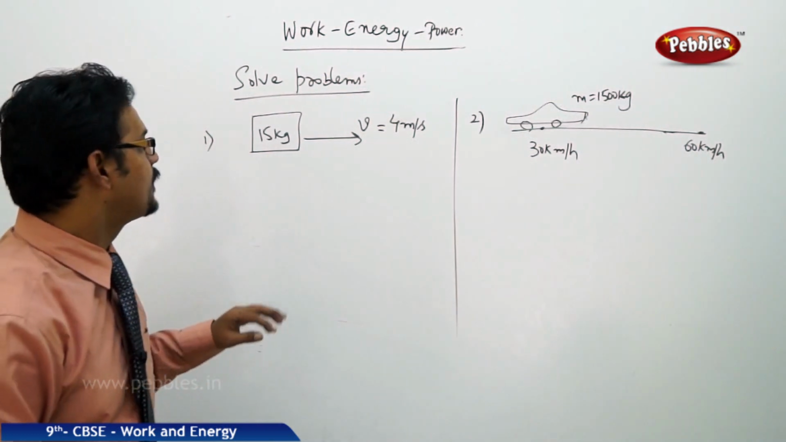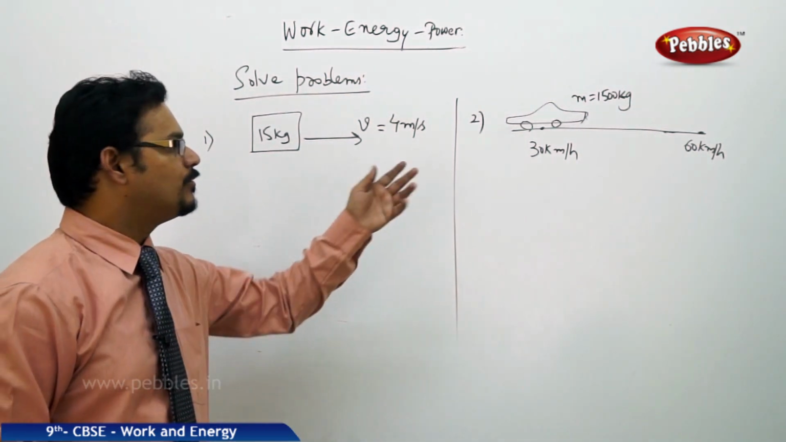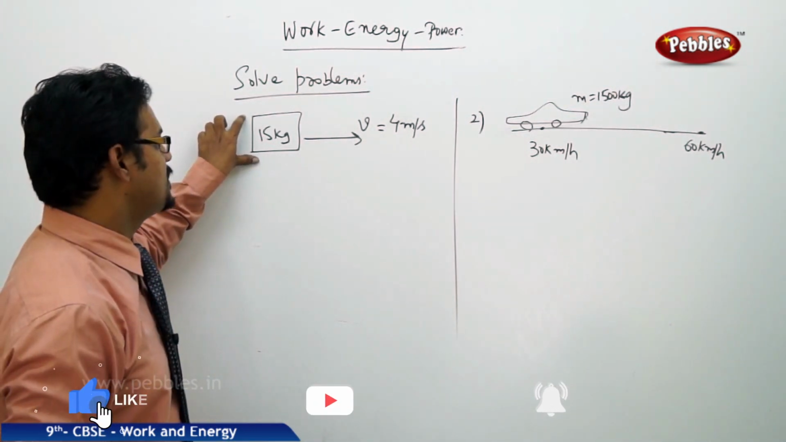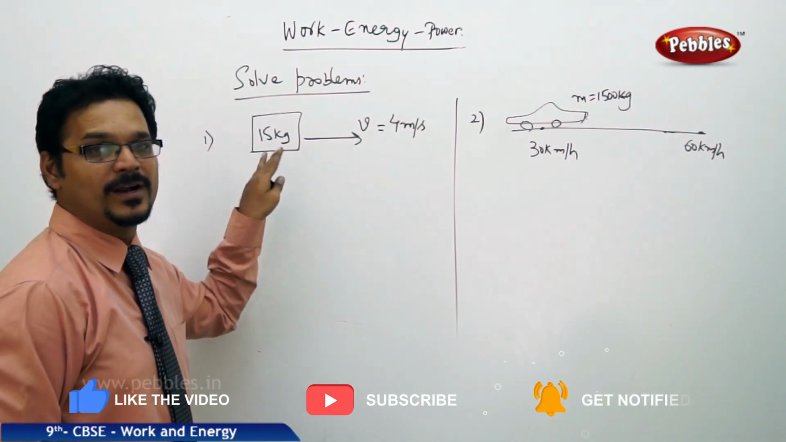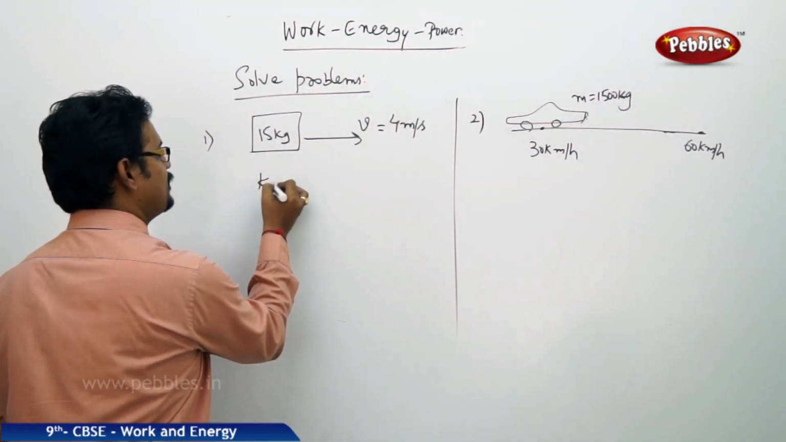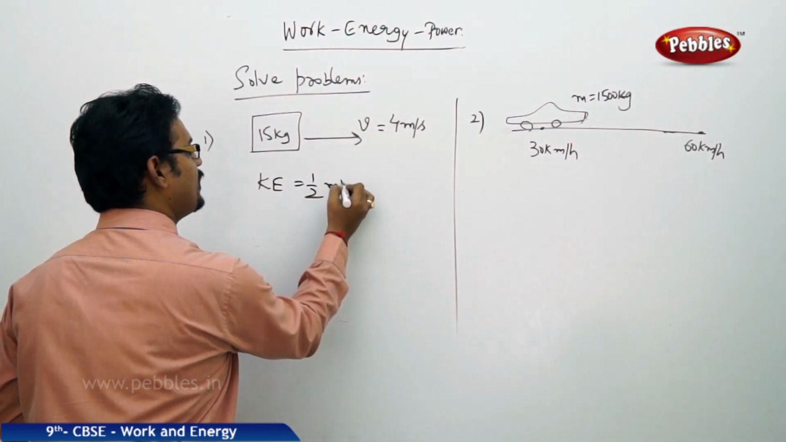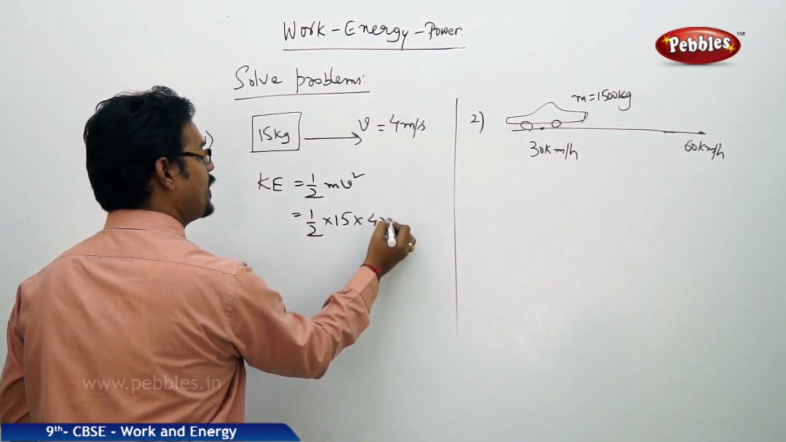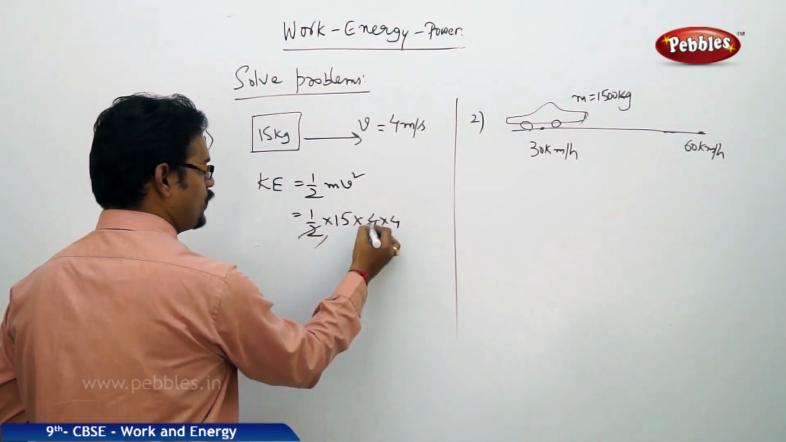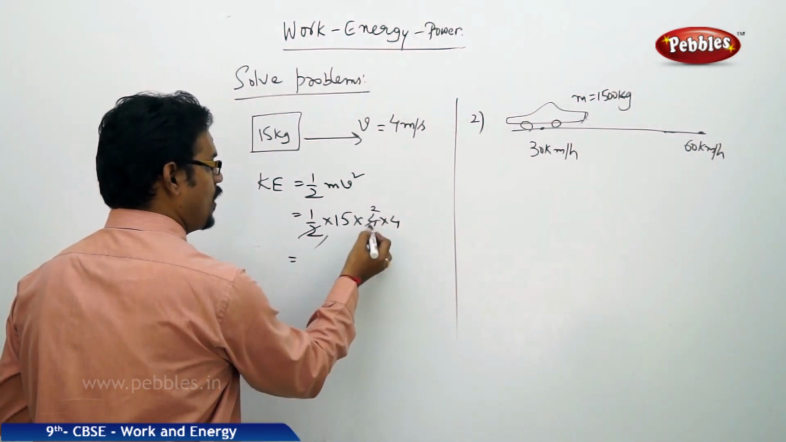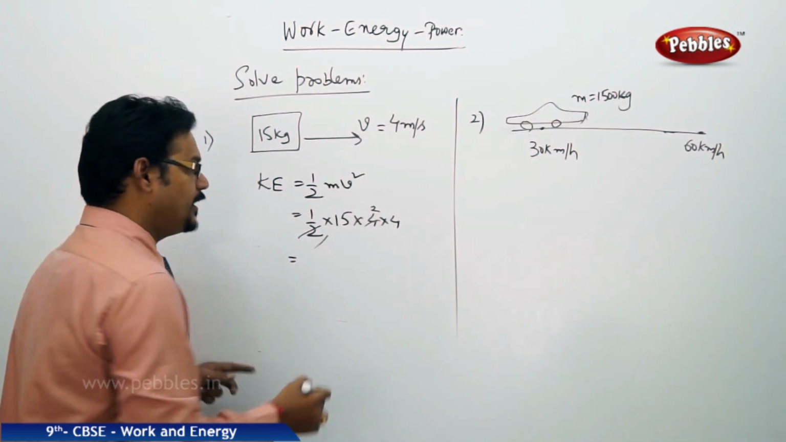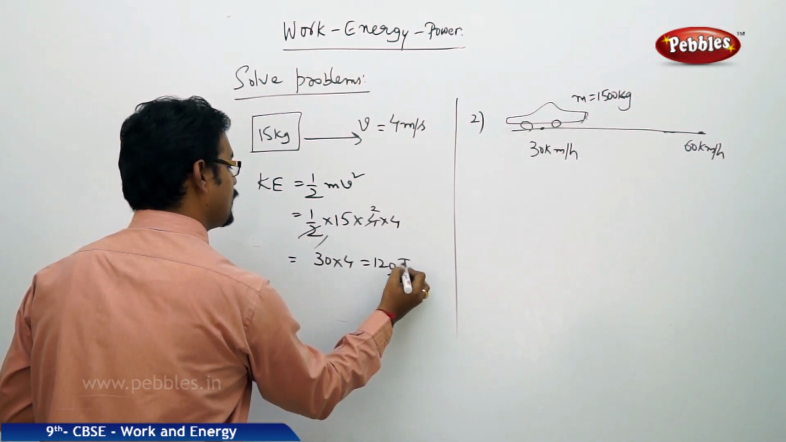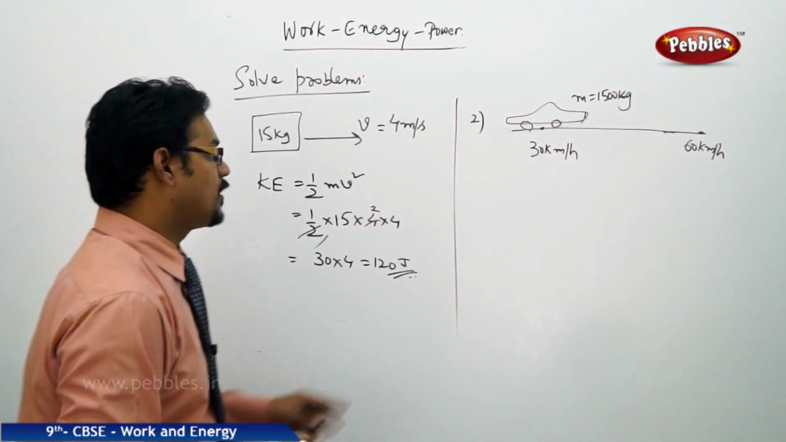Now you can see here we are trying to solve two problems based on the kinetic energy formula. See the first one, there is a body of mass 15 kg moving with velocity 4 meters per second. What is its kinetic energy? So it is very simple. Kinetic energy KE equals half mv square. So half into mass 15, v square is 4 into 4. So 2 2's are 4. So how much is this? 15 2's are 30. So 30 into 4, which is 120 joules, is the answer.